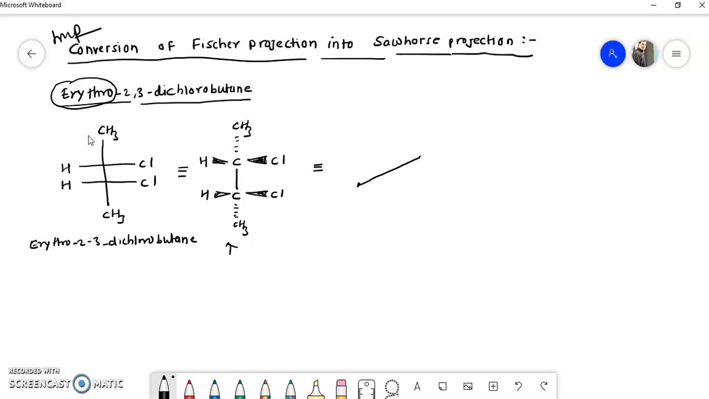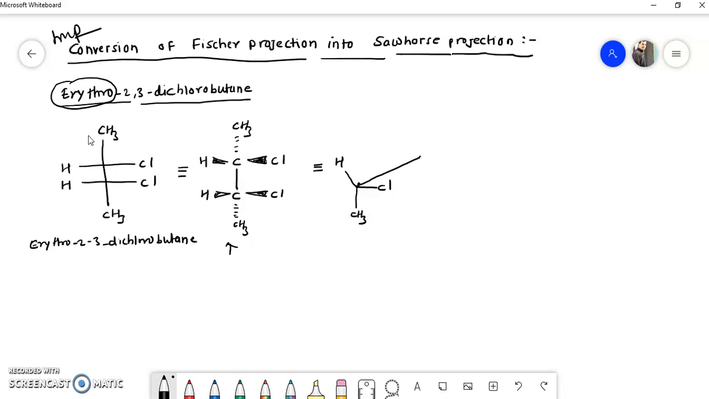Now you see here, on this carbon, this methyl group is below the plane. So we'll write this methyl group below the plane. And these two groups are above the plane, so we'll write these two groups above the plane like this. It is very simple. You just maintain the stereochemistry that is there in the Fischer projection formula. You have to maintain that same stereochemistry in the Sawhorse projection formula also.